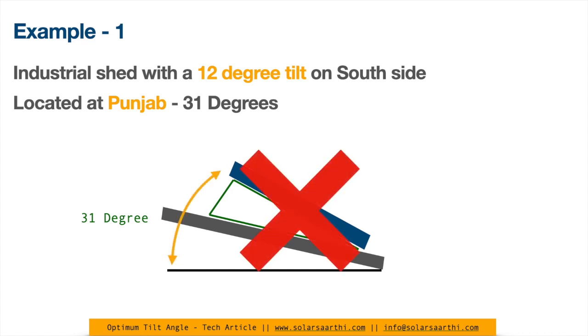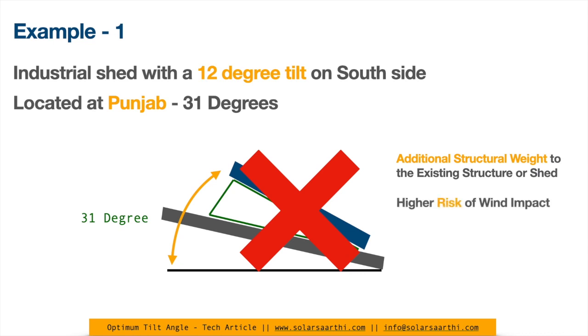No. Again, that is not the correct way to do it. Why? Because by adding that extra structure, I am increasing the weight, the additional structure weight, on my existing shed or the existing structure. There's a higher risk of wind impact because we now have higher tilt angles, and it is more prone to wind. And the additional structure cost also we have to consider. So because of all these factors, it is not recommended to add an additional tilt structure to my existing shed.